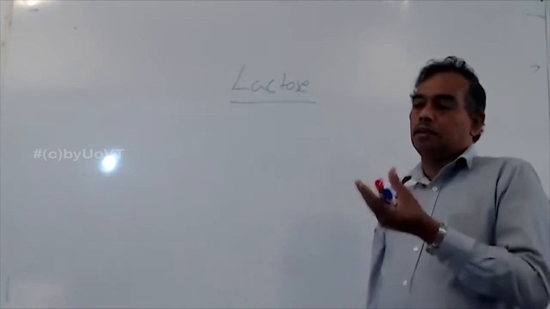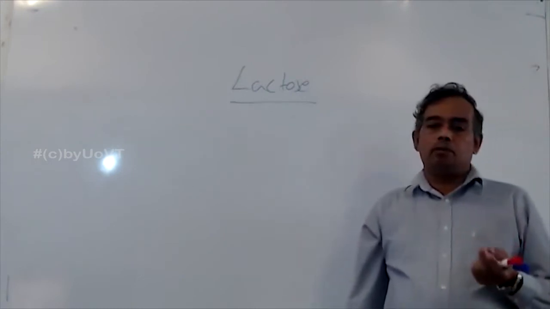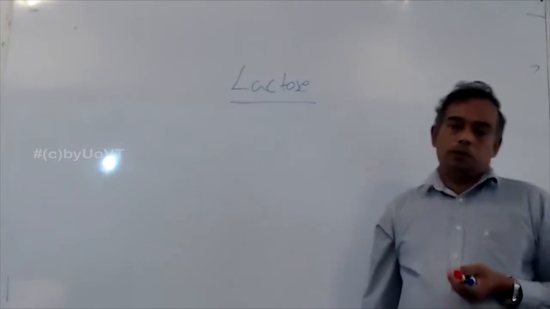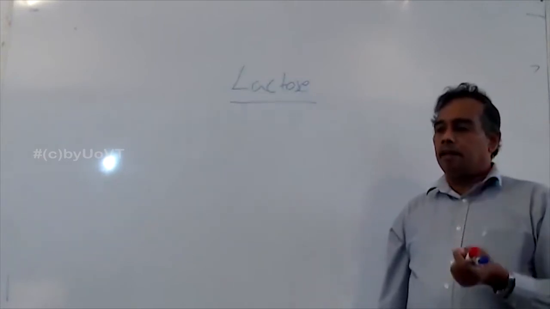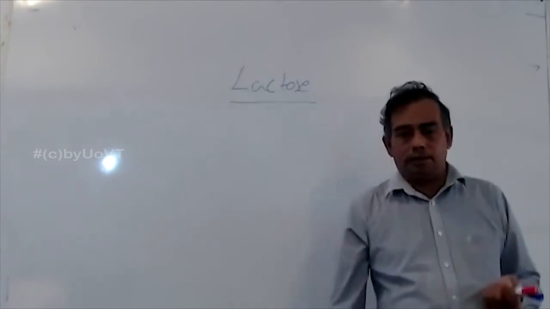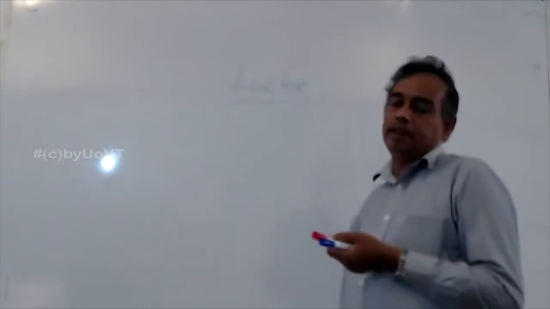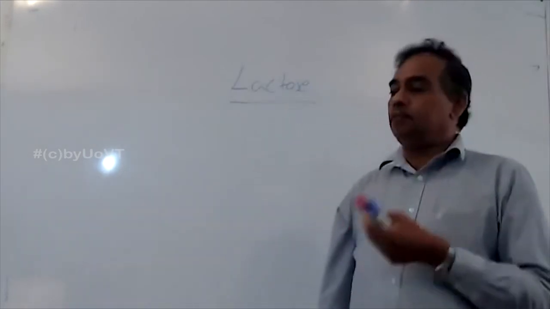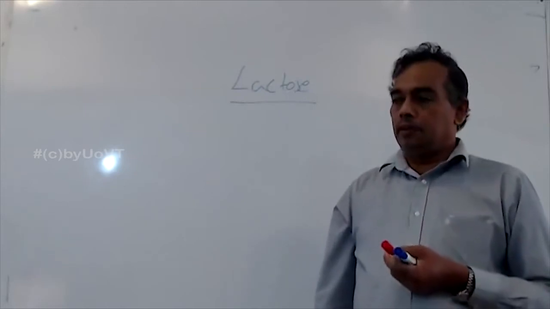Lactose consists of galactose and glucose. Right? The first carbon of the glucose is joined with the fourth carbon of the galactose. That means a bond between 1 and 4.